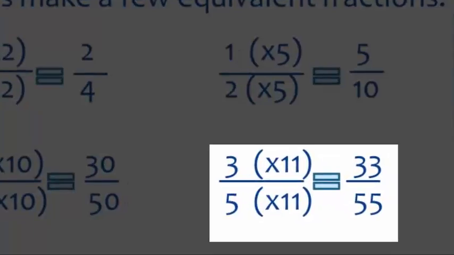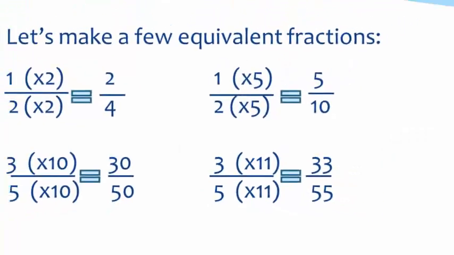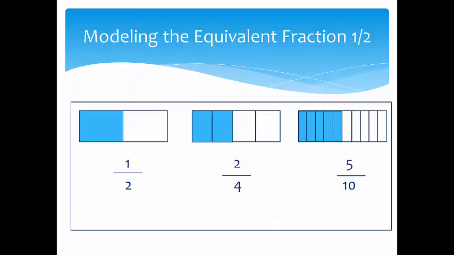In my last example here, we have 3/5, and I'm going to use another easy multiplier that I like to use, which is 11, because you're just doubling the single digit. So 3 times 11 is 33, and 5 times 11 is 55. Once more, 33/55 has the exact same value as 3/5, so they're equivalent fractions. One other quick example by using modeling to show you why equivalent fractions stay the same.